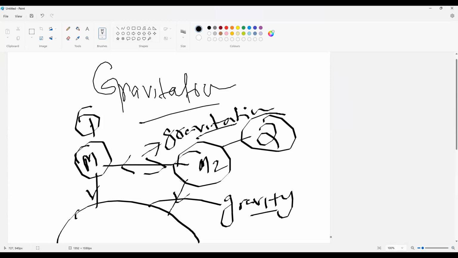But these two masses staying close to Earth, because Earth attracts them, is because of gravity. So now, if anyone asks you what is the difference between gravity and gravitation, will you be able to tell? Let's say together, gravitation is the force acting between two objects in the universe. Gravity is the force attracted by the Earth. Gravitation is the force between two objects.